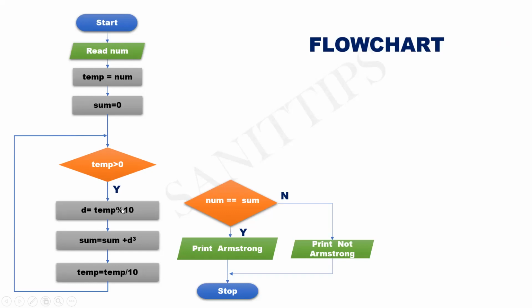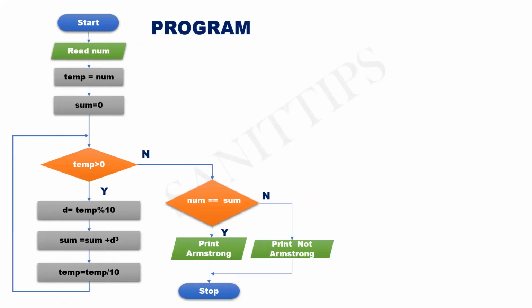So now if the condition becomes false, our sum is in the variable sum, and we'll compare the sum with the original number. If it is yes, print Armstrong and then stop. If it is no, print not Armstrong and then go to stop. So this is a flowchart to find out whether a three-digit number is Armstrong or not. Let us convert it to program logic.